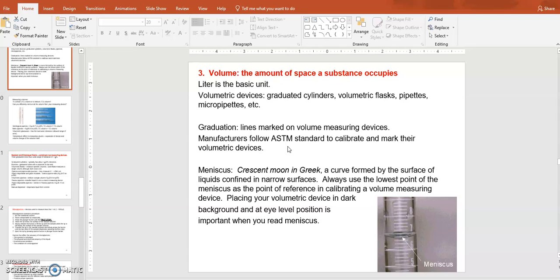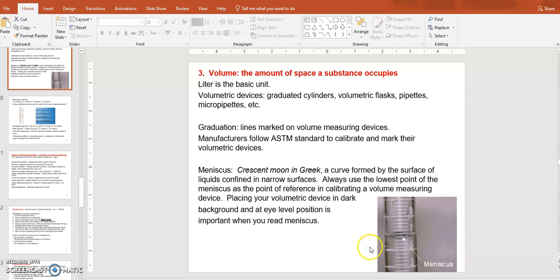When you determine volume using graduation, you need to make sure what kind of cohesion or adhesion your liquid has, right? If it's water, of course, water molecules have what? Hydrogen bonding. So they typically have cohesion among themselves, and they also have adhesion with the measuring device. So you may see something like that shape made by the top level of your liquid, in this case water. We call that a crescent moon shape surface. We call that meniscus, from the Greek.